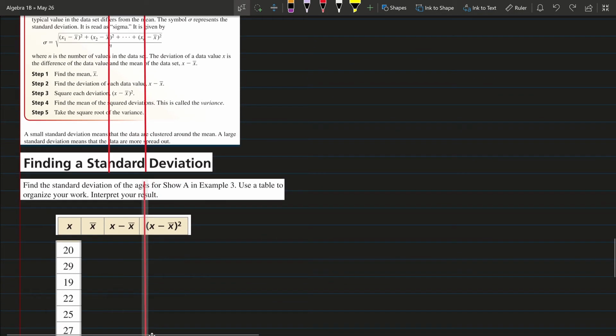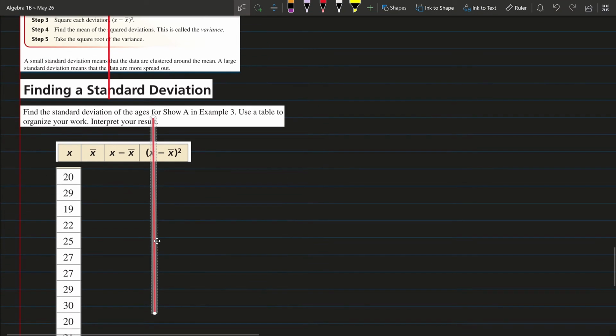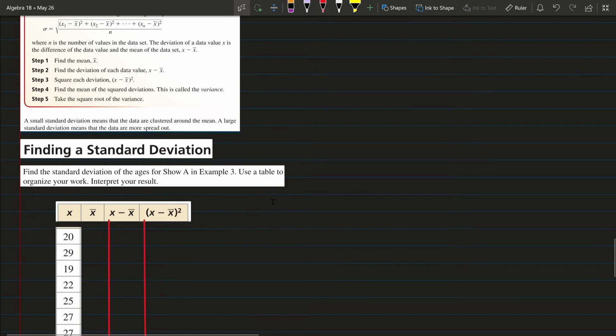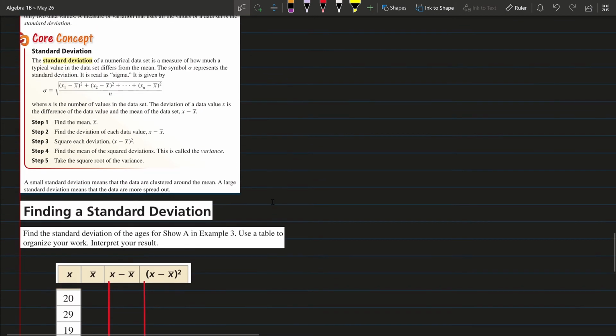Okay, let's move this down. This should be right here. And while I'm doing this, go ahead and make your own table. We'll need to use a table in the future.